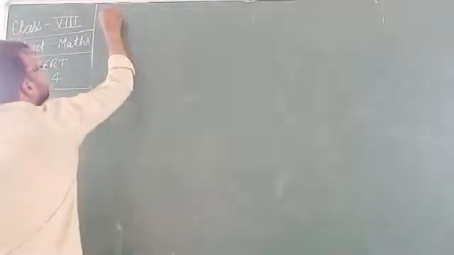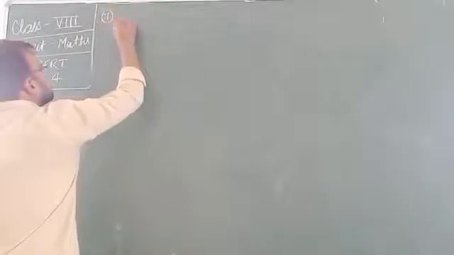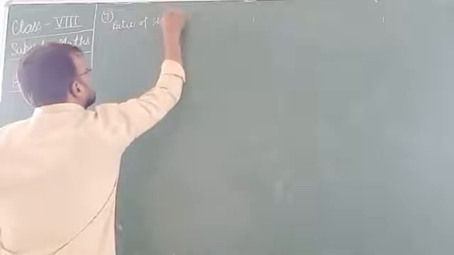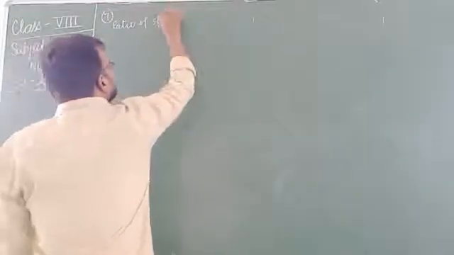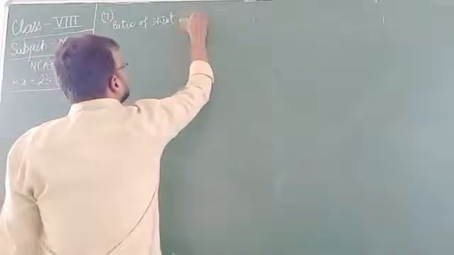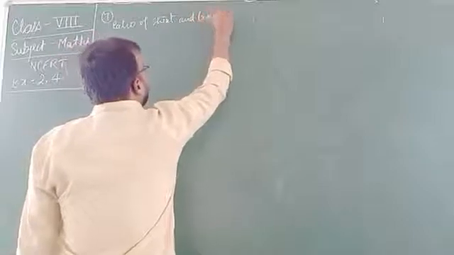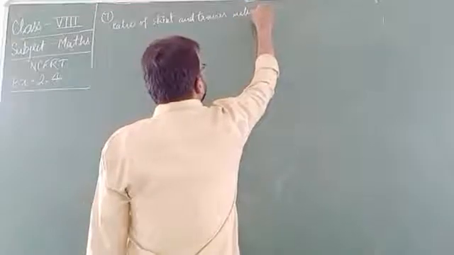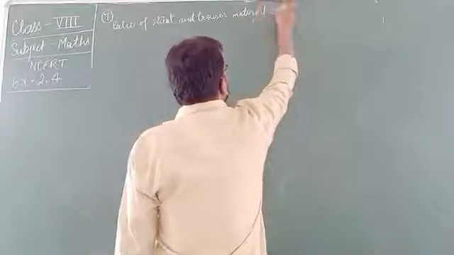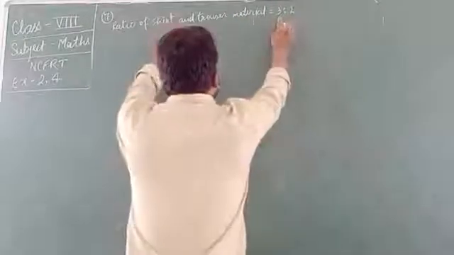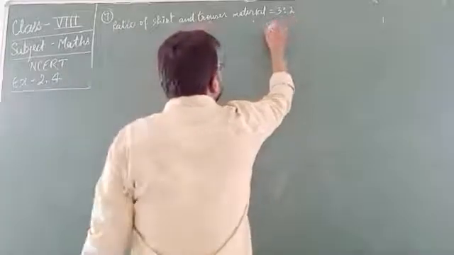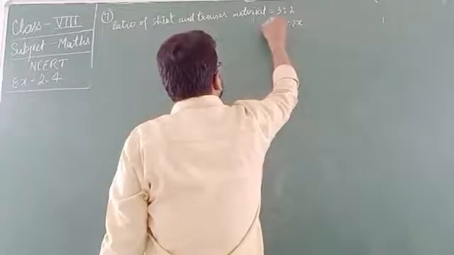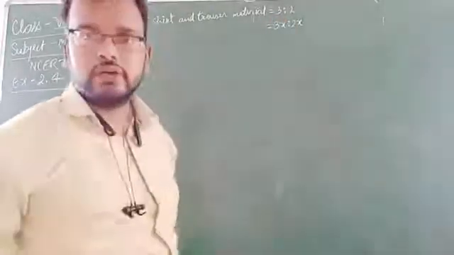Question number 7. Ratio of shirt and trouser material. It is given 3:2. It means 3 meter shirt and 2 meter trouser. So this can be written as 3x ratio to 2x. Okay, understand?